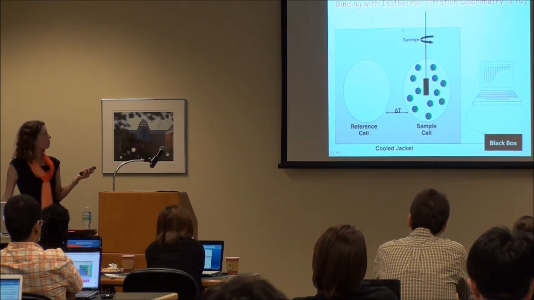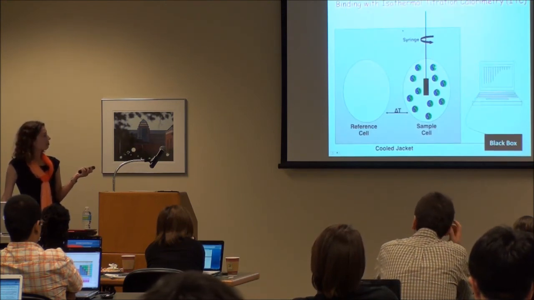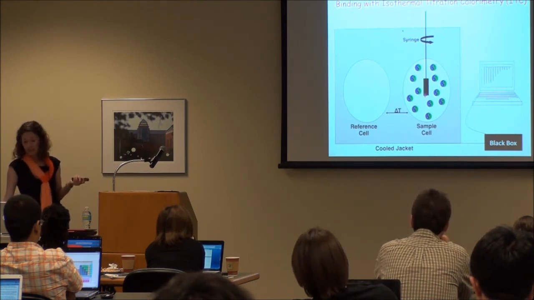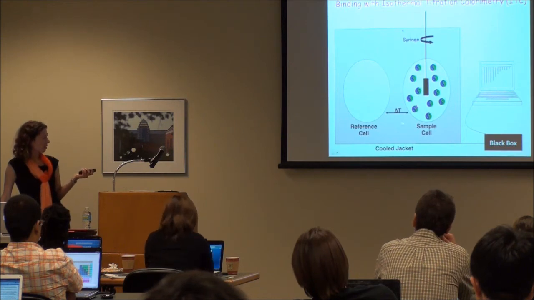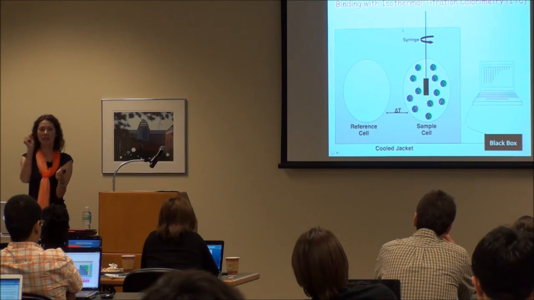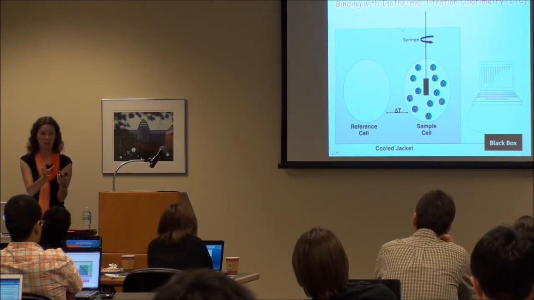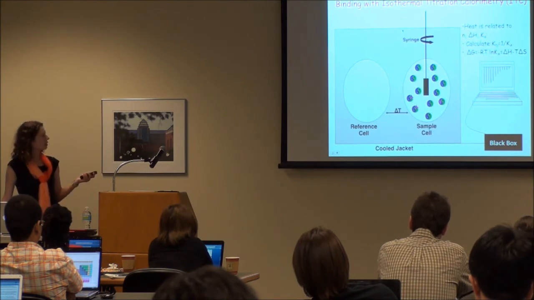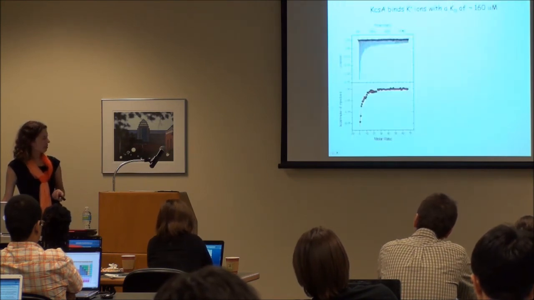And basically then we used equilibrium measurements like isothermal titration calorimetry to measure the binding of the ions to the channels. So basically the way this works is it measures the heat that's generated upon addition of the ligand to your protein. Okay? So you can calculate KDs and delta H's and delta S's and everything.